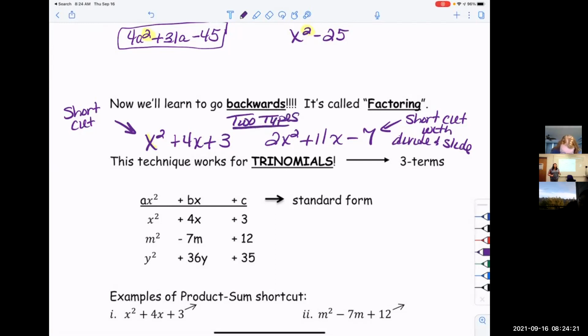What separates them into the 2 types? No number in front of the x squared, which means it's just a 1, and a number in front of the x squared that's not 1. That's what splits it into the 2 types. So today, the first thing that we're going to do is work on this shortcut method. Once we feel solid about the shortcut method, then I will take you to the shortcut method with divide and slide, and we'll solve that way.